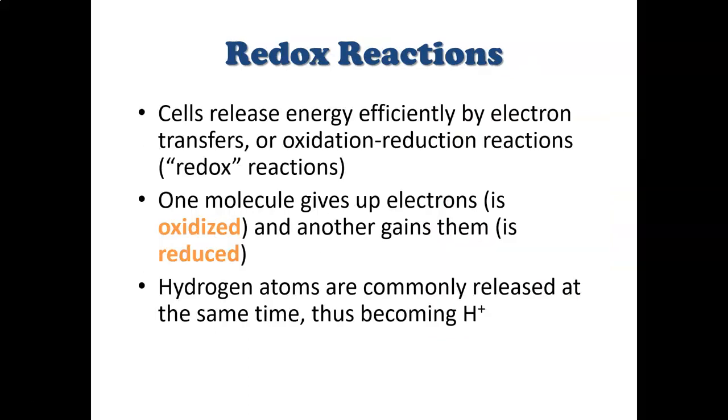There's a class of chemical reactions that you need to be aware of, and they're called redox reactions. Redox reactions are ways that cells can transfer energy between molecules. And they do so by either oxidizing or reducing the molecules. So the acronym that you're going to want to remember is OIL RIG. Oxidation is loss of electrons, that's OIL, and reduction is gain of electrons.